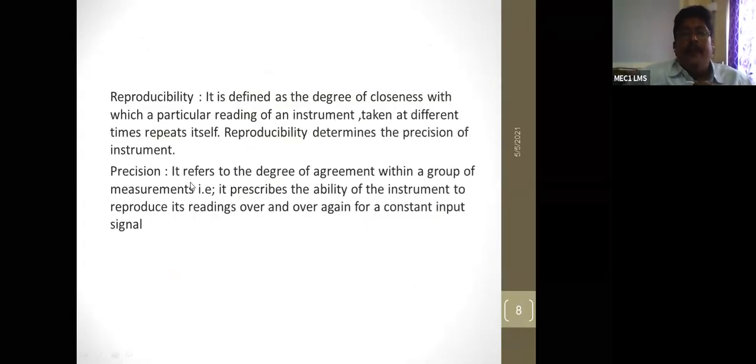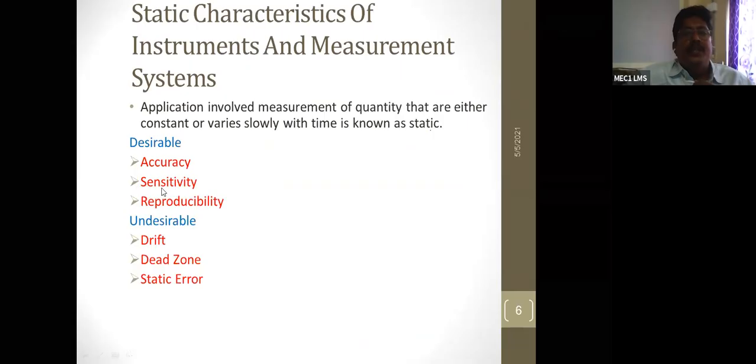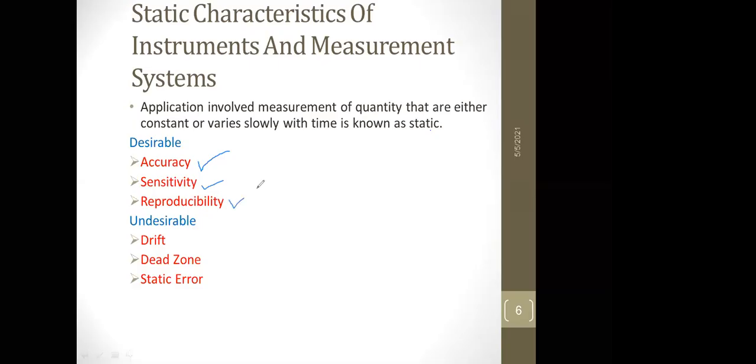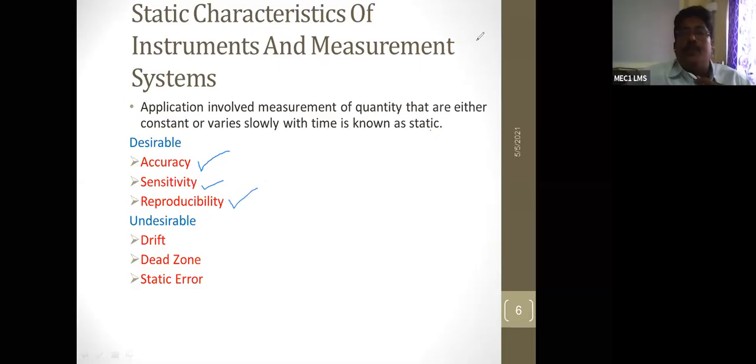Reproducibility. Here we discussed accuracy and sensitivity. What is accuracy? Accuracy is the closeness to the true value. Whatever physical variable is measured, the measurement should be close to the true value. And sensitivity is the ratio of the change in the output to the magnitude of the input. Next we are discussing reproducibility.